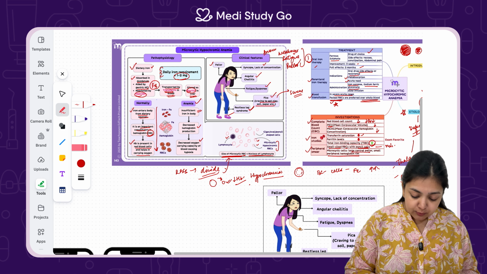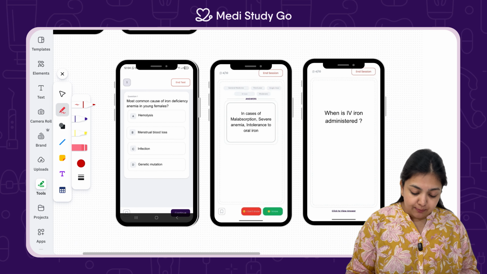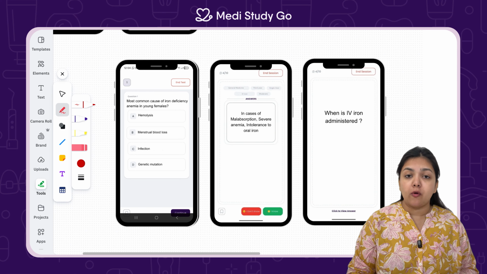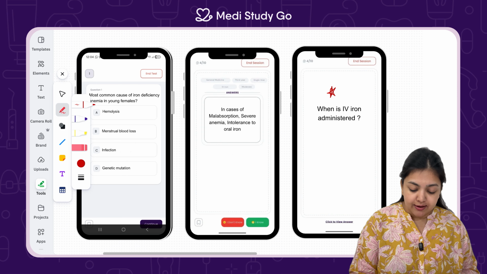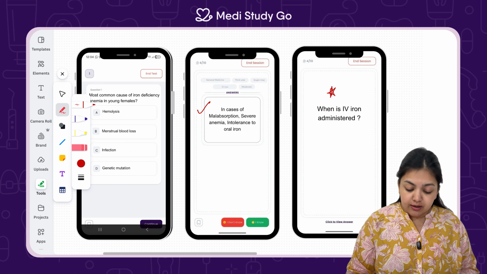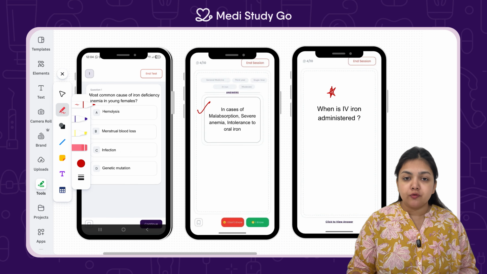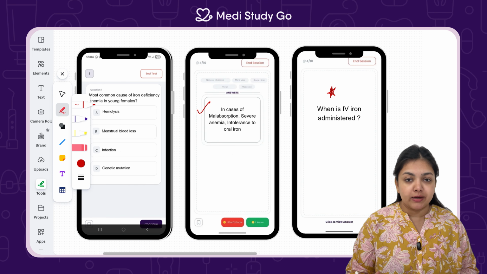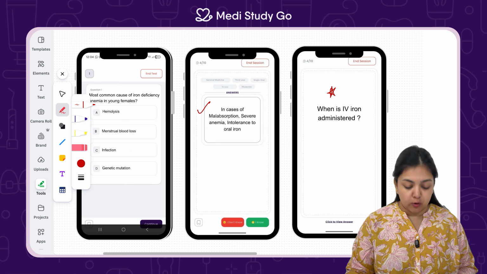And before you wrap up the topic, you must solve some questions for it as well. For example, I have a question over here in the form of flashcard and MCQ. So for the flashcard, when is IV iron administered? It is administered in cases of malabsorption, severe anemia, and intolerance to oral iron. So this is how you can just flip over the flashcard in the app of MediStudy Go and you can view the answer along with explanation wherever possible.